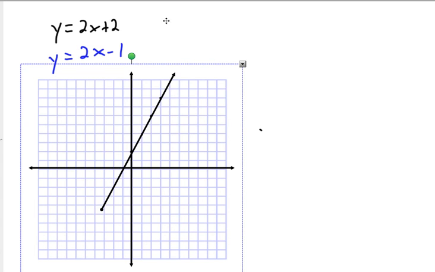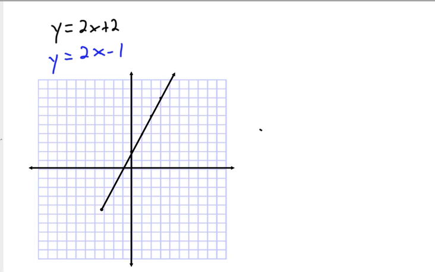Alright, and now we can do the blue one. So it starts at -1 and has a slope of 2 over 1, up 2 over 1, up 2 over 1, up 2 over 1, and we can make our line. Something like this. And we'll extend it out in both directions. And you can see, oops, that these are parallel.